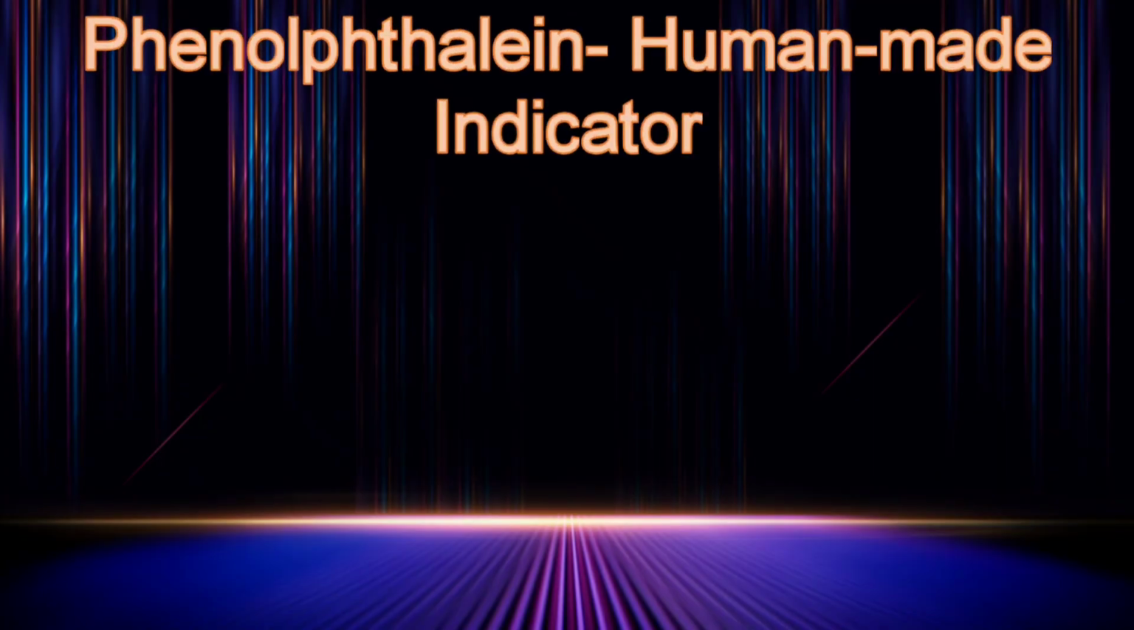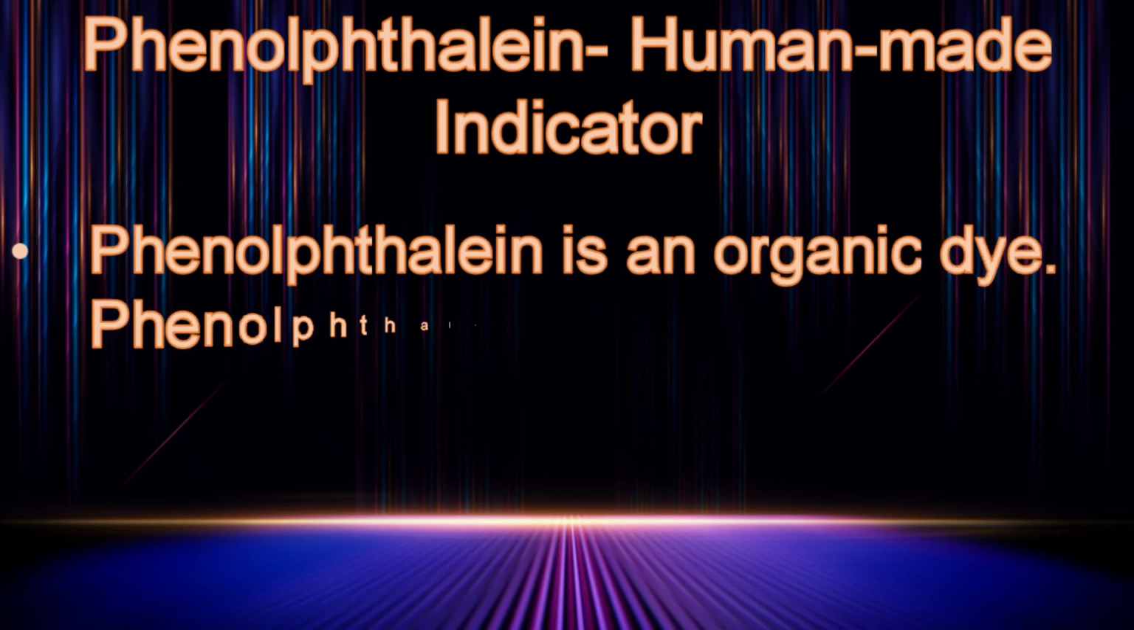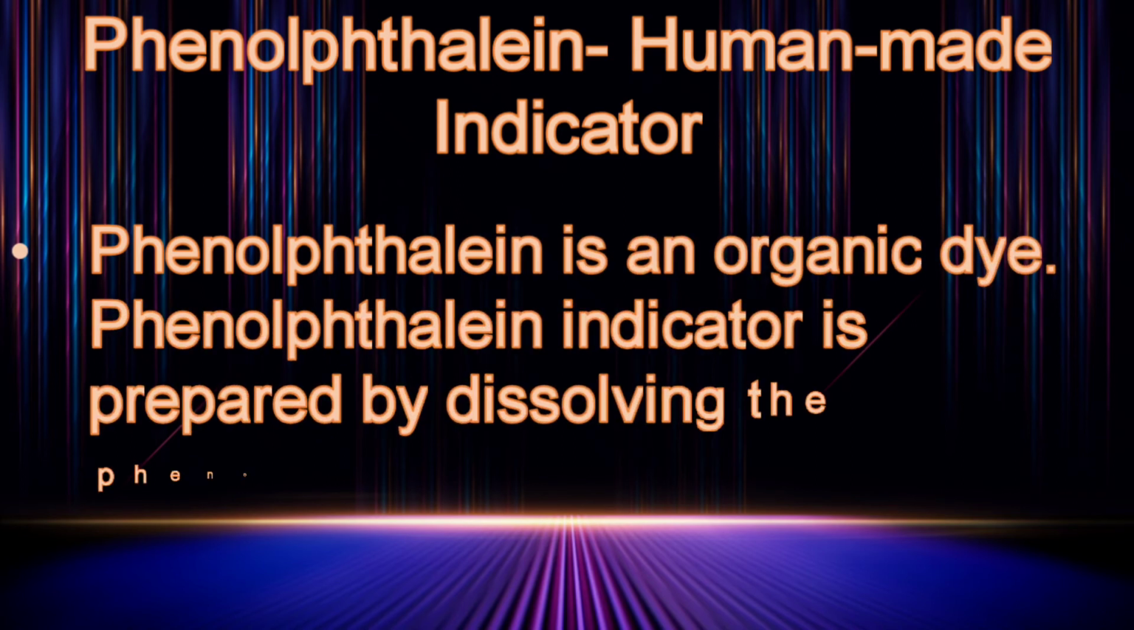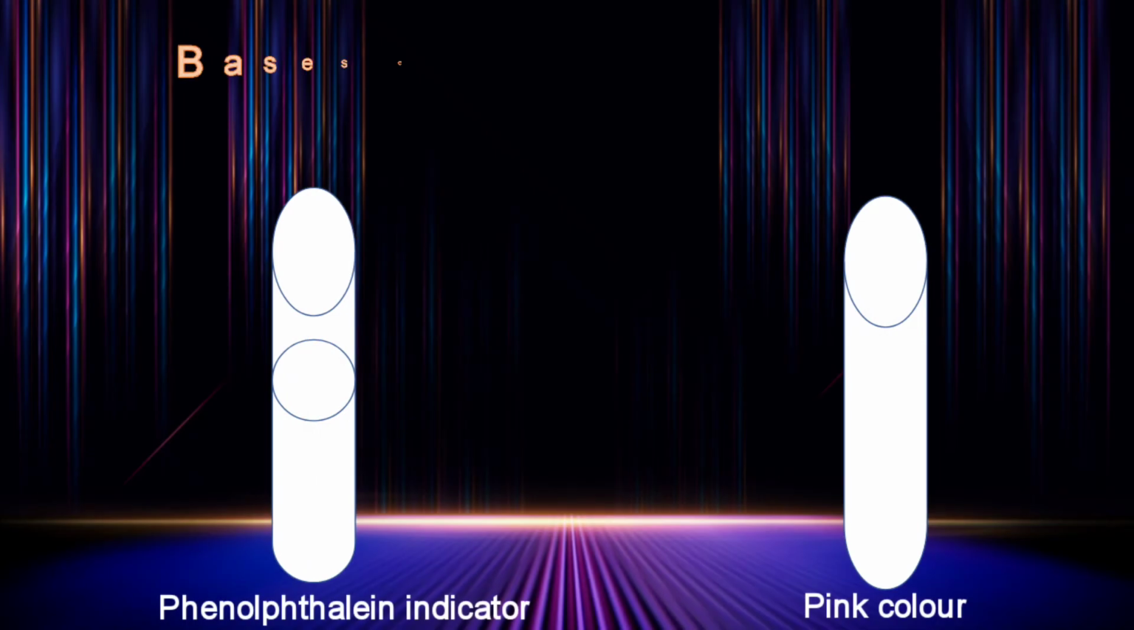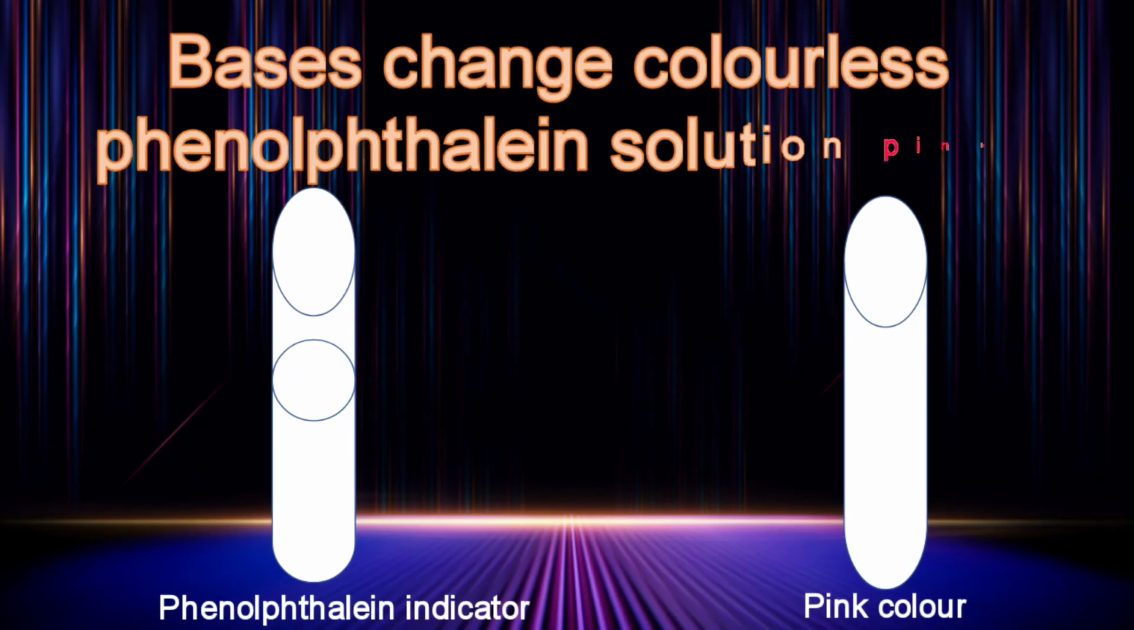Now we will learn about the phenolphthalein, a human made indicator. Phenolphthalein is an organic dye. Phenolphthalein indicator is prepared by dissolving the phenolphthalein dye in alcohol. Its solution is colorless. Bases change colorless phenolphthalein solution pink.